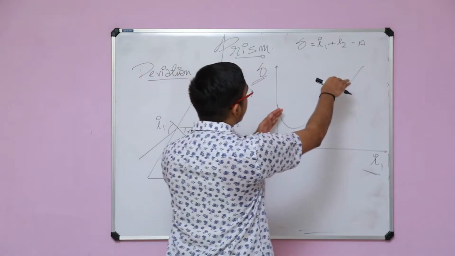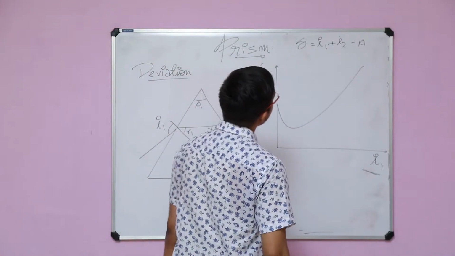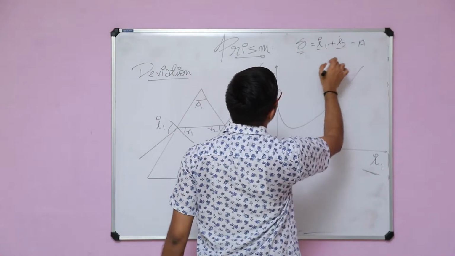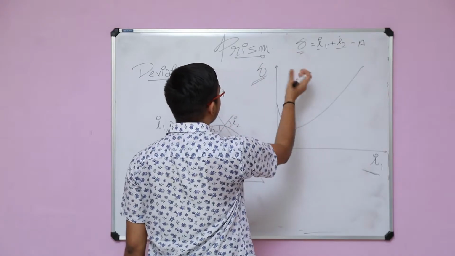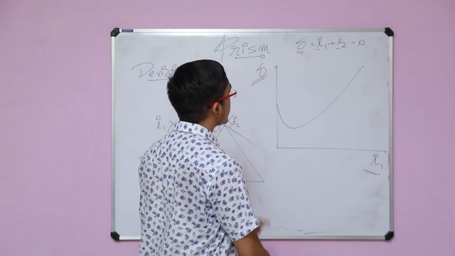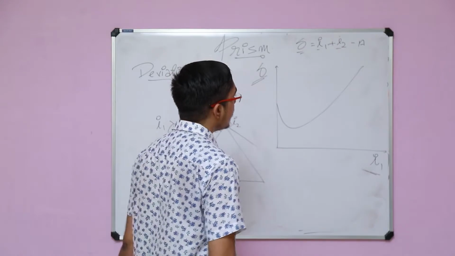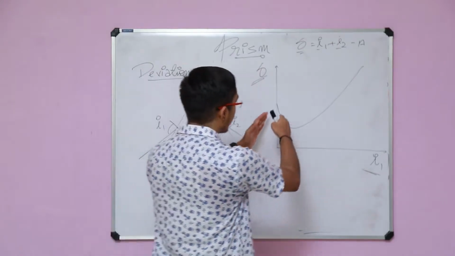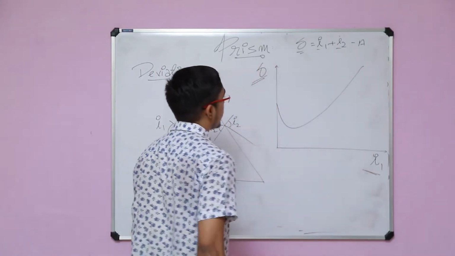So this is how the curve will look. Because you know delta is dependent on I1 and I2, and now we say that delta is only dependent on I1 because I2 can be represented in terms of I1. If you do that experimentally, you will prove that this is how the curve looks.